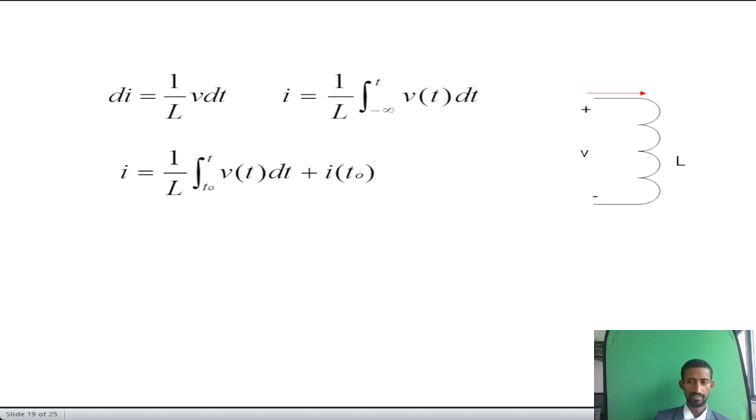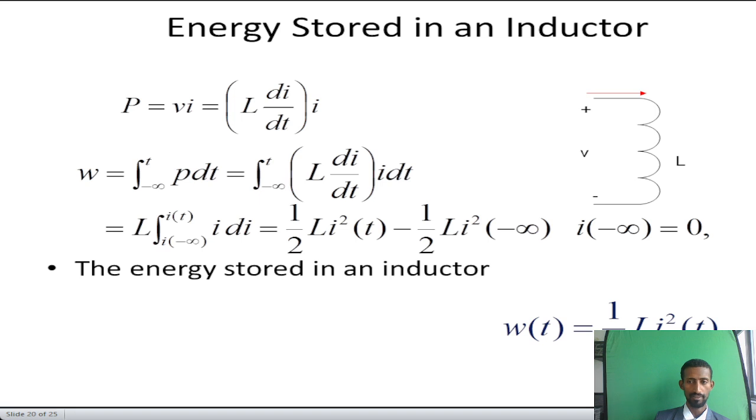So this relation indicates what I have already mentioned about energy storage. As you know, power means V times I, and the voltage is L di by dt, times i. If we integrate, we arrive at this derivation: one over two times L i squared. This is the energy stored in an inductor. The energy is stored in the form of a magnetic field.